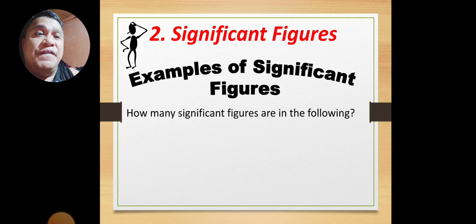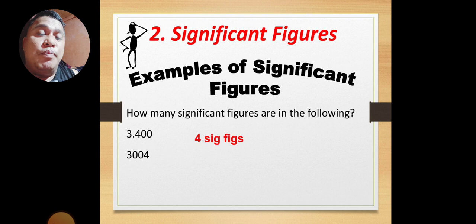So example of significant figures. How many significant figures are in the following? 3.0, 3.400. Yes, I heard you. You got it right. You got a correct answer, and that is four significant figures.